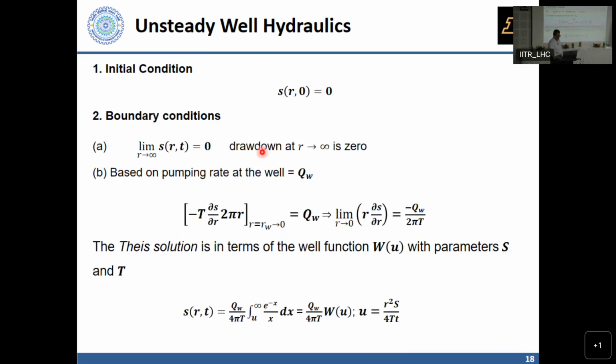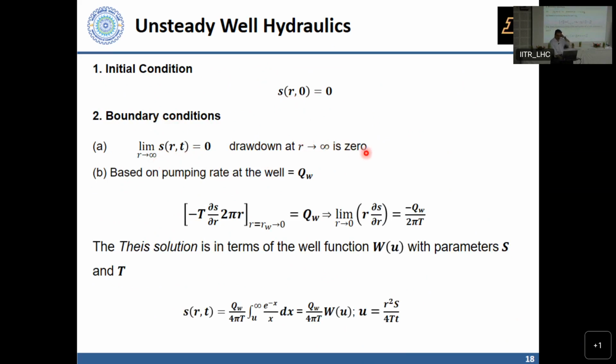So our initial condition is that at time t equals 0, the drawdown is the same everywhere. And then with time and with pumping, we are going to see how the drawdown changes at different distances. The other boundary condition that we apply, as time keeps changing, is that at r equals infinity, there is no drawdown.